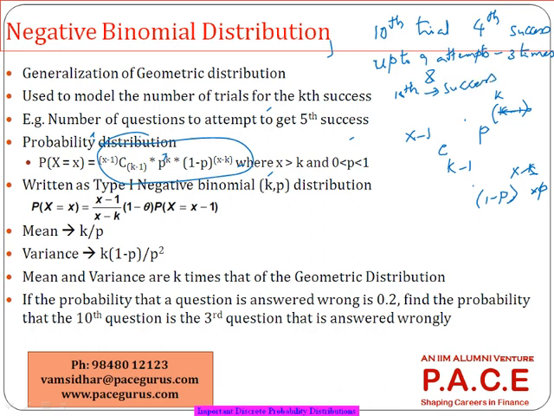That is the only thing which says I cleared it in the 10th attempt. Otherwise, if I just say getting 4 successes in 10 attempts, then it could also include clearing it in the 4th attempt itself, all 4 successes in the first 4. All these are possible. But what I want is that the 4th clearance happened only in the 10th attempt. Like claims: the 4th claim has been made by the person in the 10th year.